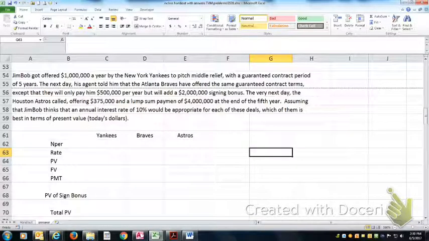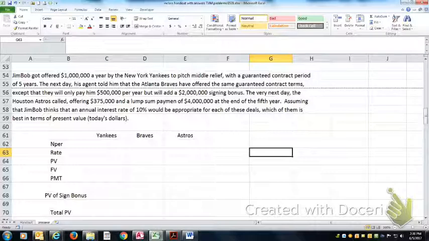All right, in this example, we're looking at Jim Bob, who's got 3 different offers on the table for a contract to pitch baseball. The New York Yankees have offered him $1 million a year and a guaranteed for 5 years. Then his agent calls and says, oh, good news, the Atlanta Braves have offered the same 5-year contract, except they're going to only pay you $500,000 a year, but they'll give you $2 million up front. So a $2 million signing bonus and then $500,000 a year for 5 years.